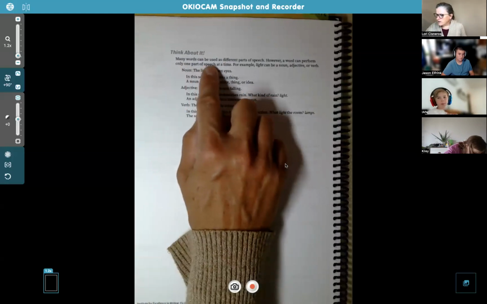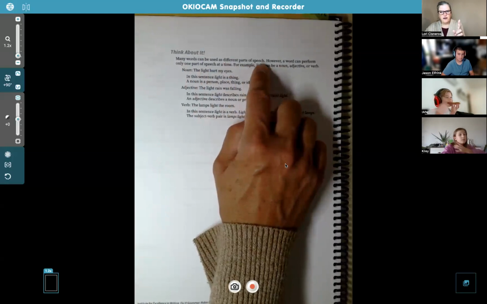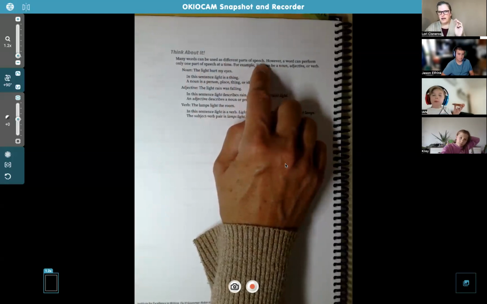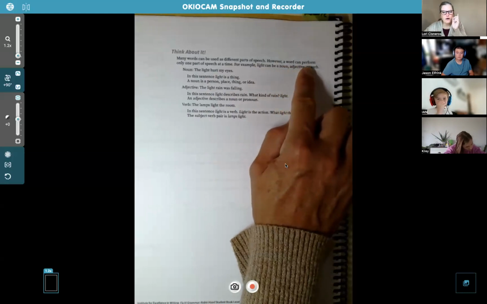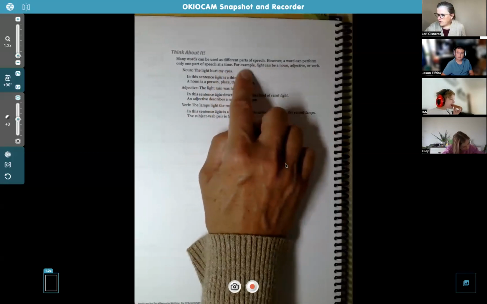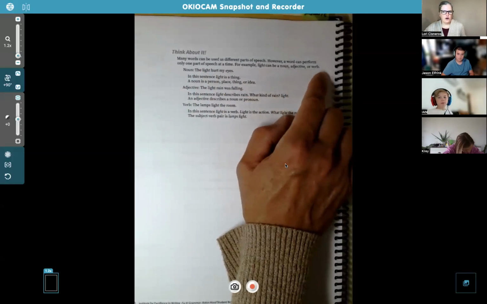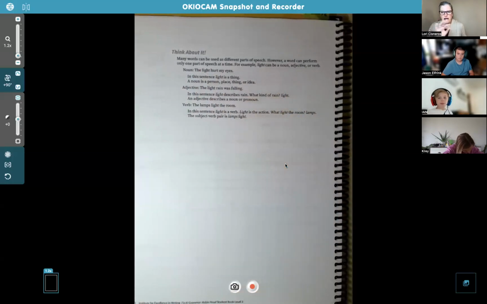And it says many words can be used as different parts of speech. Remember, a part of speech is like a verb, a noun, an adjective, an adverb. Those are all different parts of speech. However, a word can perform only one part of speech at a time. For example, light can be a noun, adjective, or a verb. So the same exact word, light, can be used as a noun or an adjective or a verb, but it can only be used one way in each sentence.